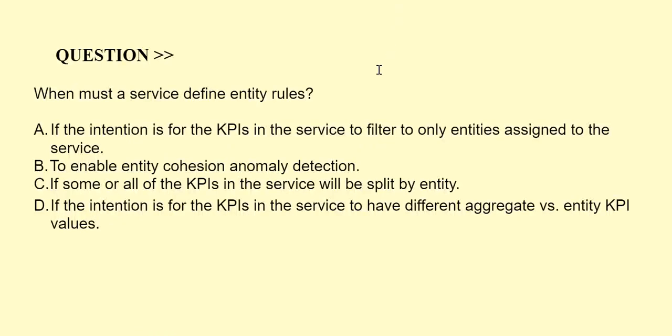The correct answer is option C. Our question is, when must a service define entity rules? Option A, if the intention is for the KPI in a service to filter the only entities assigned to a service. Option B, to enable entity cohesion anomaly detection. Option C, if some for all of the KPIs in the service will be split by entity. Option D, if the intention is for the KPIs in a service to have different aggregate versus entity KPI values.